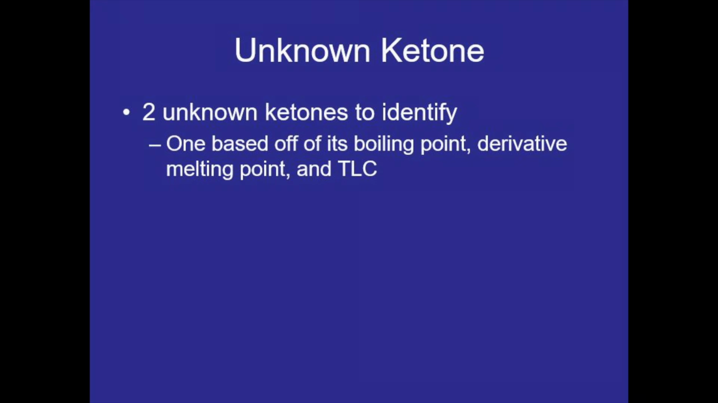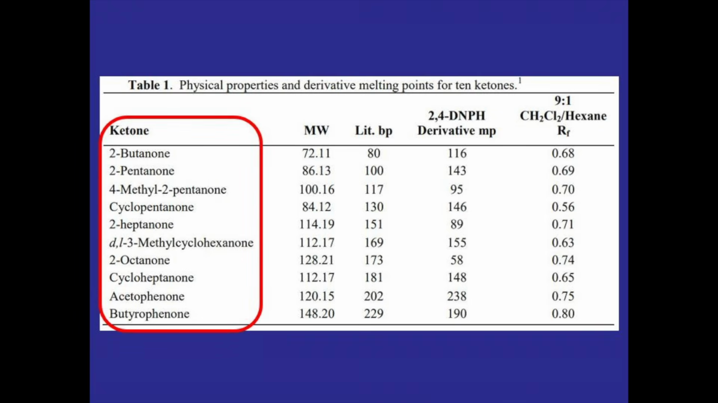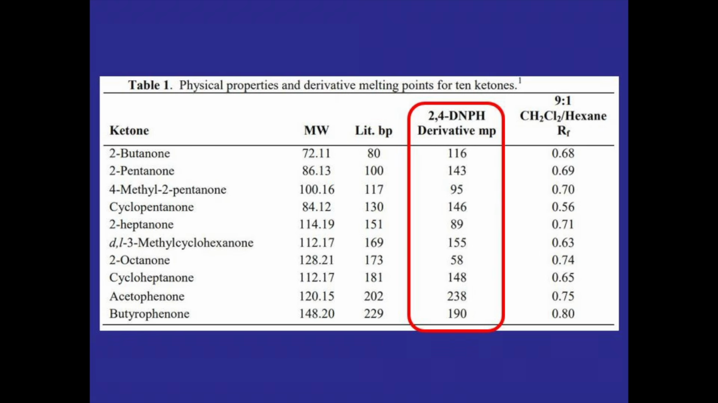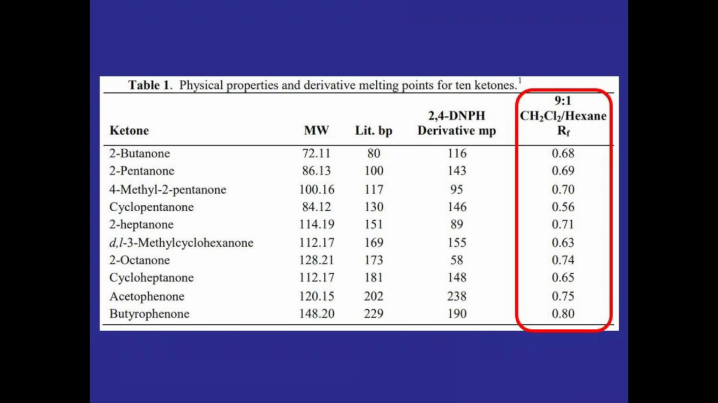One will be given to you as a liquid, and you'll identify it based off of its boiling point, a derivative melting point, which I'll go over later, and then using TLC. And here's the list of the 10 ketones, one of which will be given to you, and your job is to figure out which one you were given. So here are all the boiling points for each of the ketones, the melting points for the derivatives, and the retention factors for those derivatives on a TLC plate.